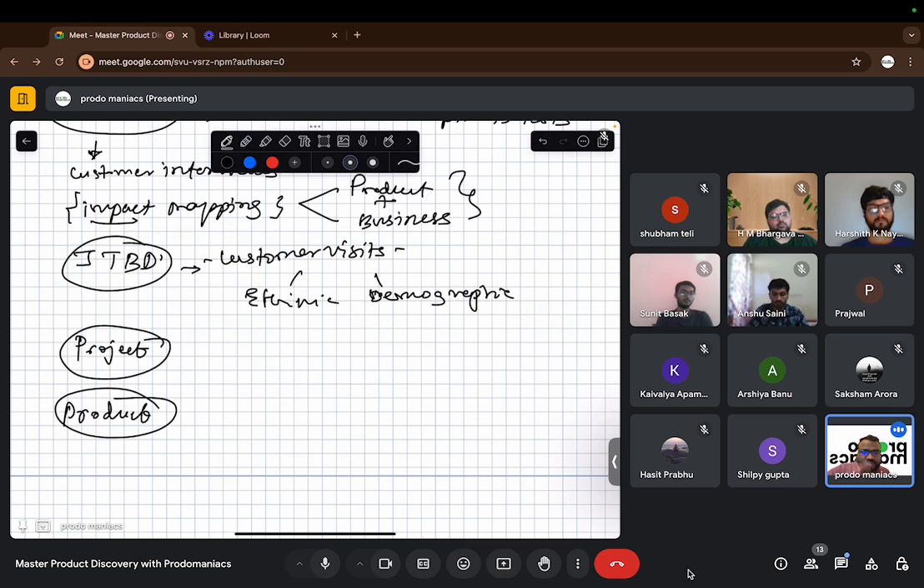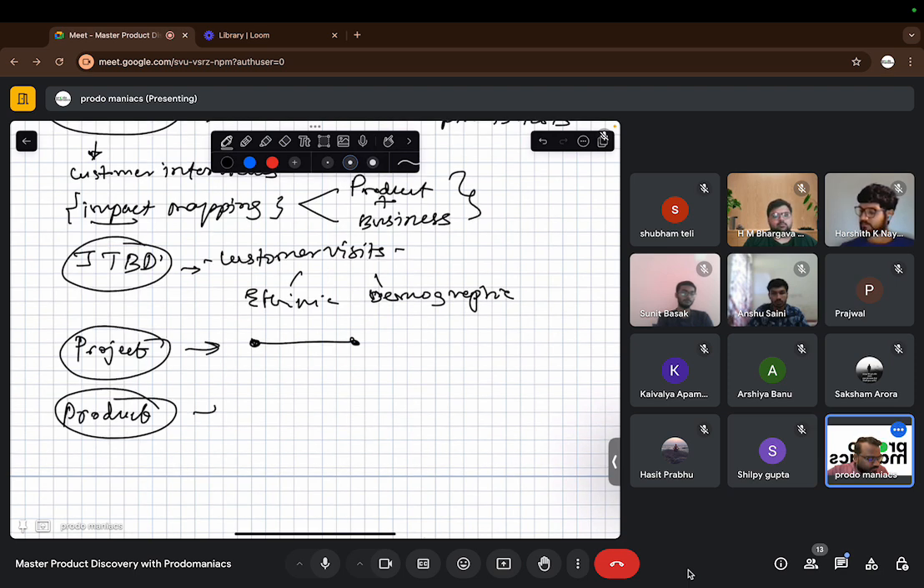One is project, one is product. Project will have a start time, will have an end time. But product is always, let's say, iterative. It goes and keeps going on. If you think about Instagram, if it would have been a project, it would have been just start to end, someone would have delivered and everyone must have been using it. No, right? It's a product, and product is an iterative process.